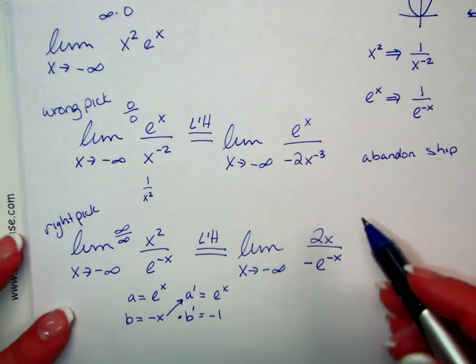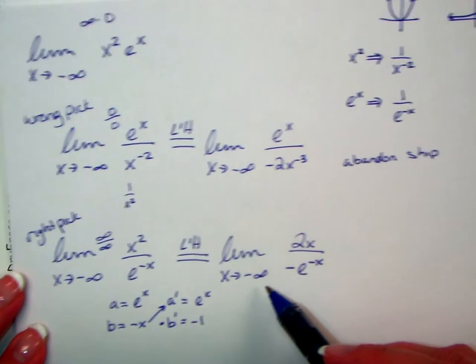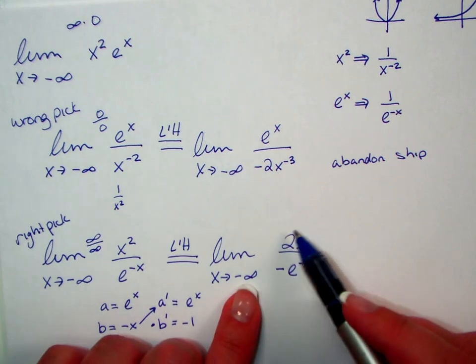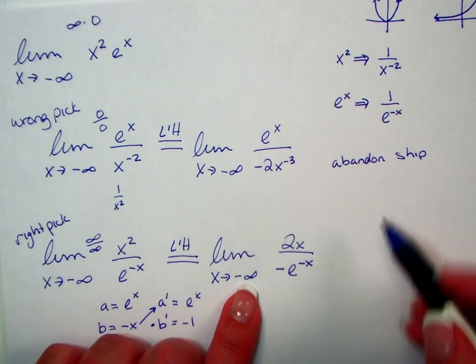So did this help? If I go ahead and look at as x heads to negative infinity, what is this limit doing? Well, what does 2x look like?